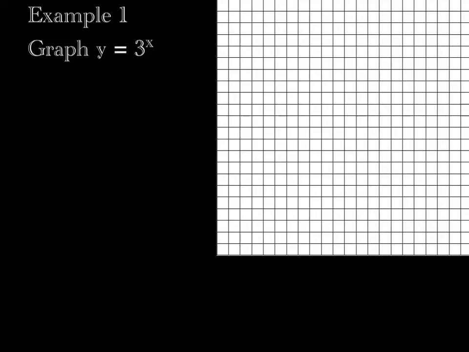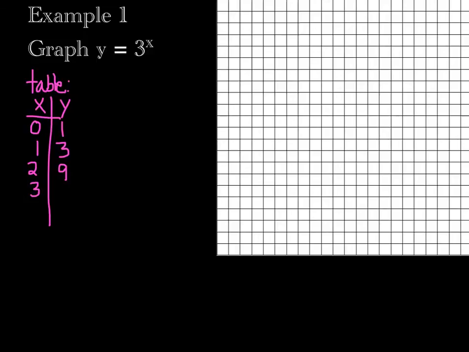Alright, for our first example, let's graph y equals 3 raised to the x power. First thing we're going to do is make a table. Now, as we know, x could be anything, but let's just start with 0. If I raise 3 to the 0 power, I get 1. If x is 1 and I raise 3 to the 1 power, I get 3. If x is 2 and I square 3, 3 to the 2nd power is 9. If x is 3, 3 to the 3rd is 27, and that's going to be off our grid, so let's not go any higher. Let's go back down now.